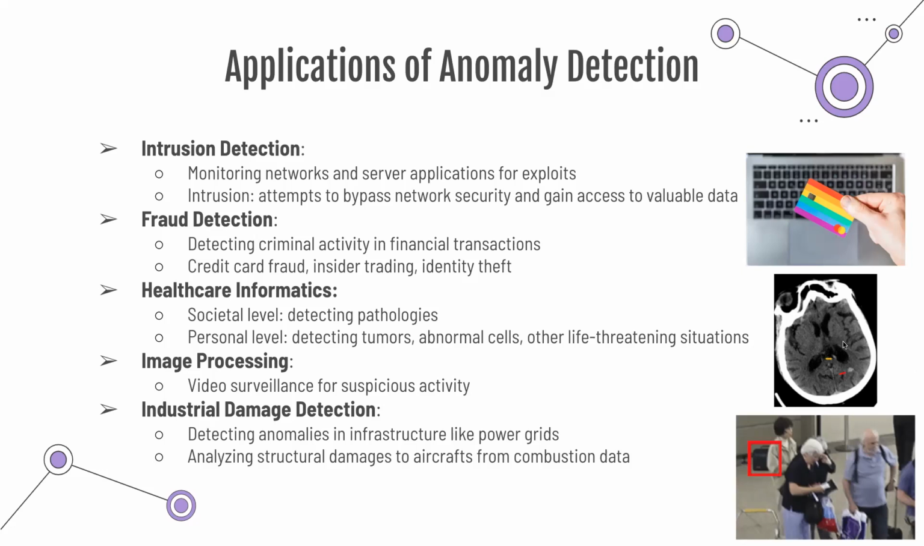In image processing, one way that it's used is for using video surveillance for suspicious activity. Like in an airport, in that bottom right corner, you could see that there is a bag there. This is important because that is suspicious activity, and they would use anomaly detection to determine whether they need to intervene or not. And industrial damage detection is detecting anomalies in infrastructure, like power grids, to see if there are any failures or anything that's going wrong. And by analyzing these structural damages, you would need to intervene really quickly. And that's one of the challenges, and we're going to get to that in the next slide.